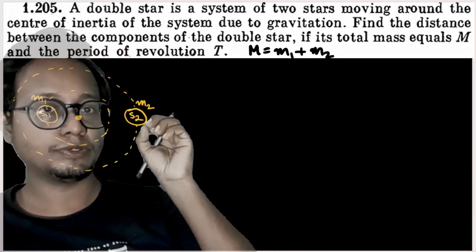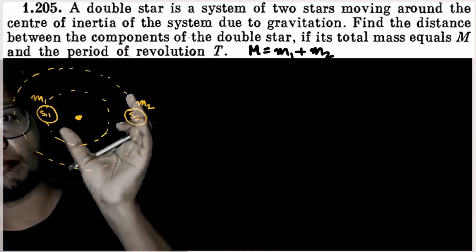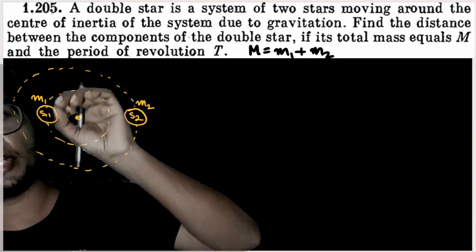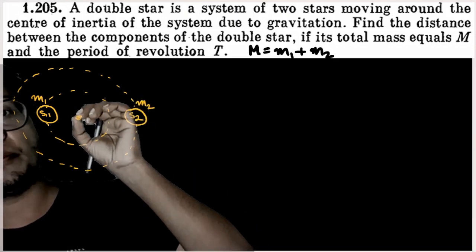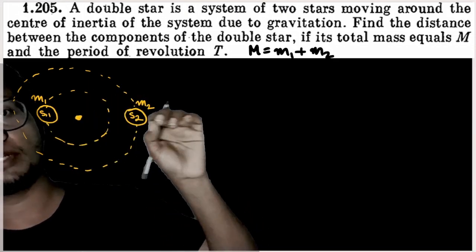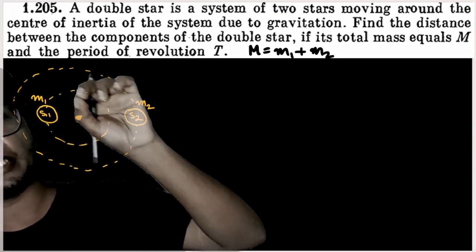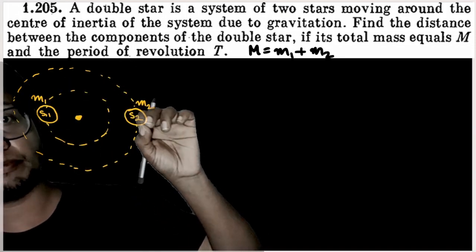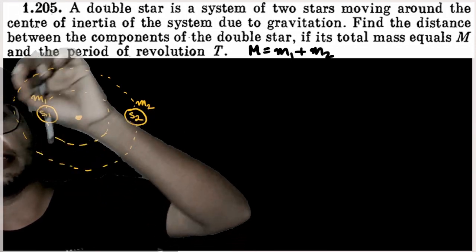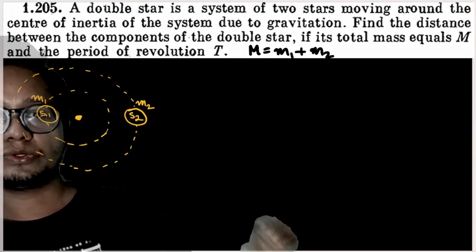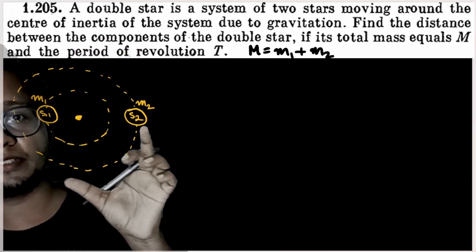See, first few things that you need to note out here. For a double star system or a multiple star system, whenever they are rotating about the center of inertia, the time period of revolution of all the stars will be the same. So the time taken by this star to orbit around the center of mass will be equal to the time taken by this sun around its center of mass. So the time period of this orbit would be equal to the time period of this orbit.